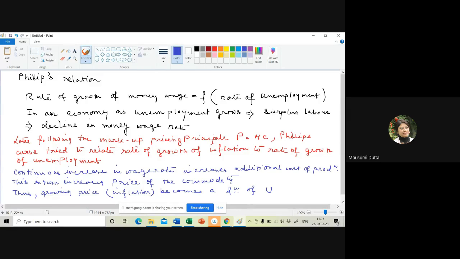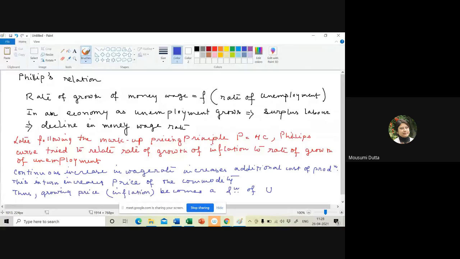Okay. So the idea is that if in an economy the unemployment rate increases, that means there is a surplus labor force in the economy. There are many laborers who remain unemployed. Many people are seeking a job, however not getting one. They want to join the labor force, however they are not getting the chance. So this is the situation of surplus labor.